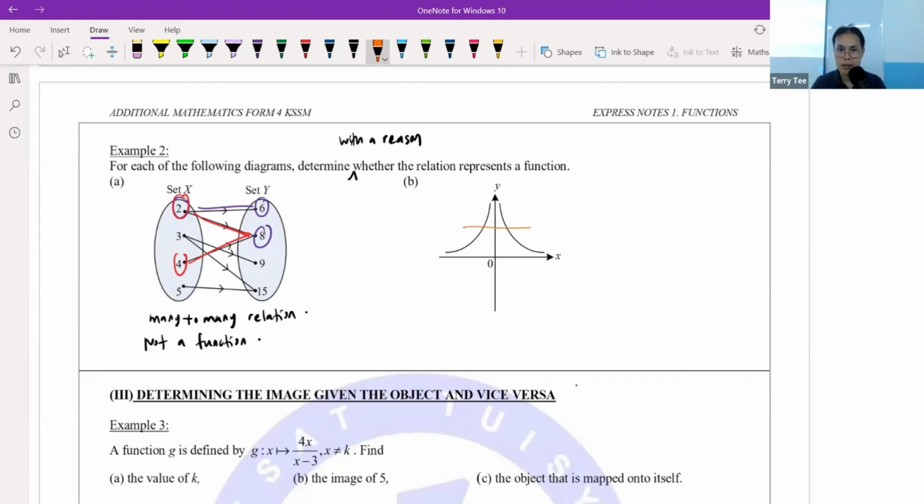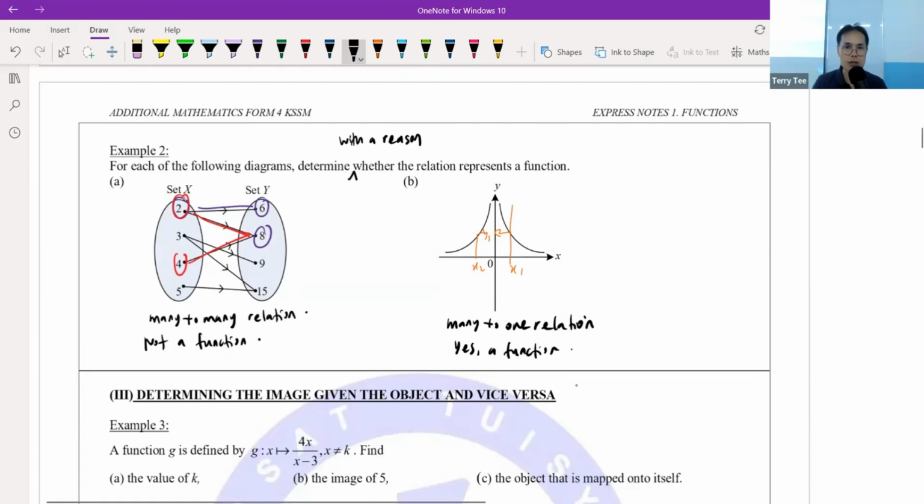Cut this way, cut this way, vertical line test. 1 x, it has 1 y. Okay, so we know this is a function. But maybe we can go one step further. I draw this. I hope you can see there's another x value that shares the same y value. So this is a many-to-one relation, right? So therefore, is it still a function? Yes, a function. Remember, as long as one object has one image, it is a function.